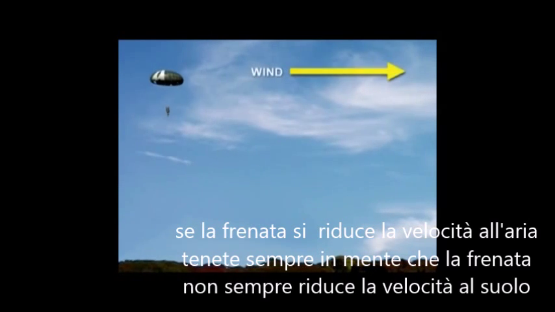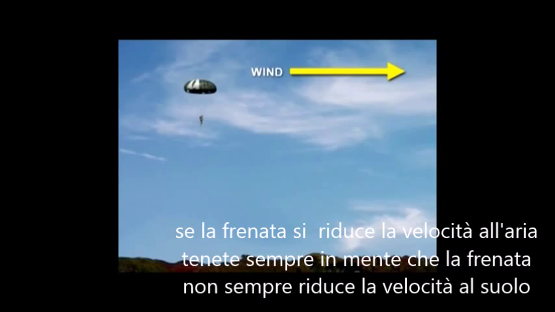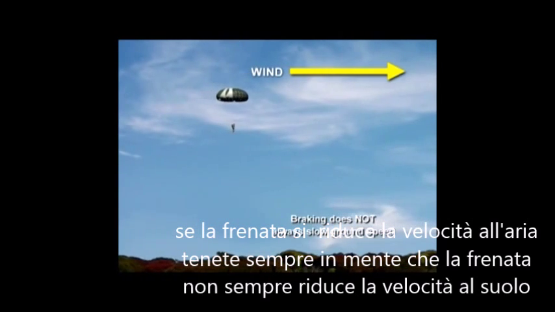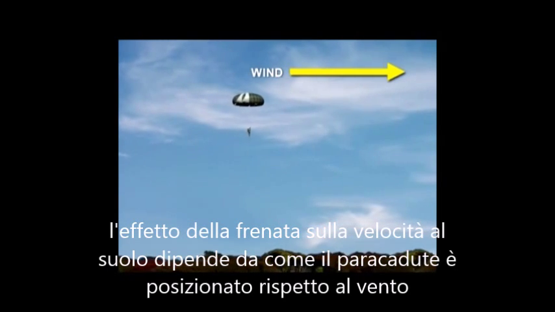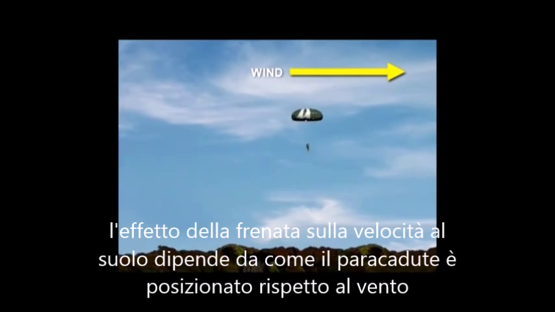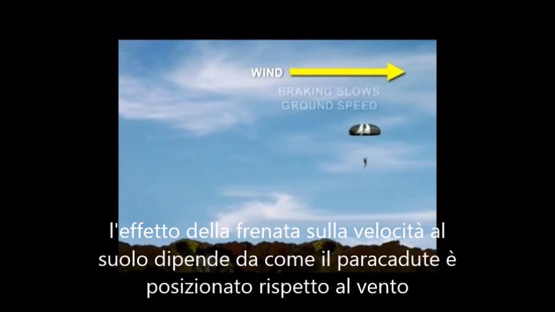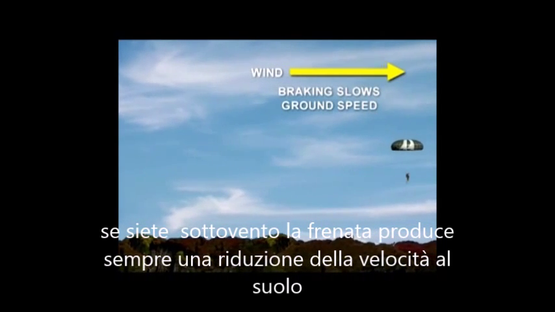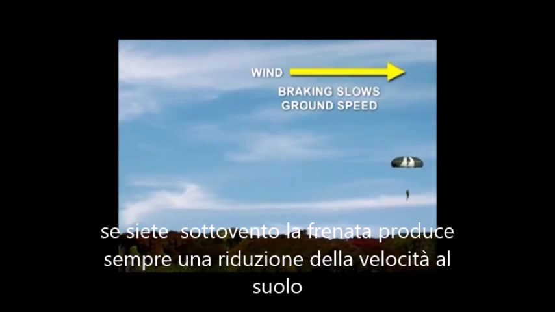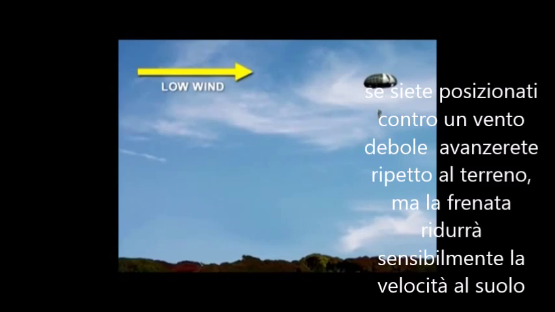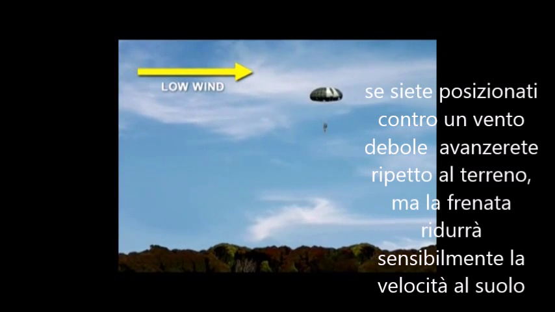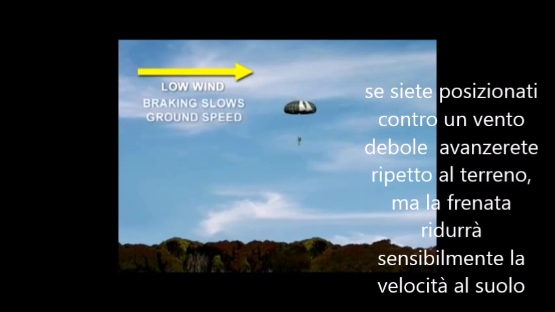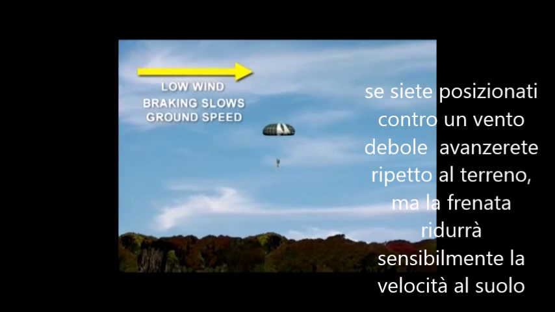While braking does slow a canopy's forward speed through the air, keep in mind that braking doesn't always slow ground speed. The effect of braking on ground speed depends on the way in which the canopy is faced in relation to the wind. When you're faced downwind, braking will always slow your ground speed. When you're faced into the wind in low wind conditions and the canopy is moving forward across the ground, braking also slows your ground speed.